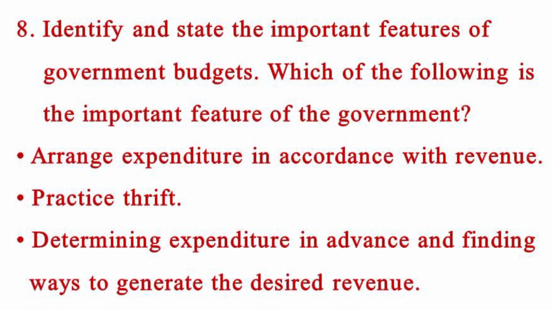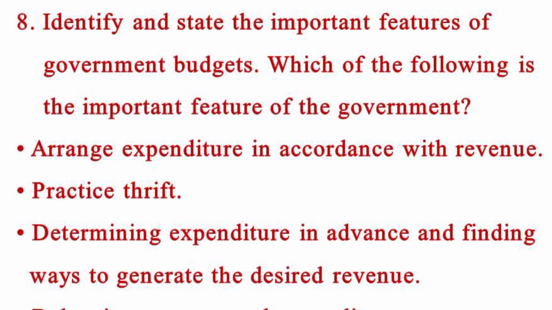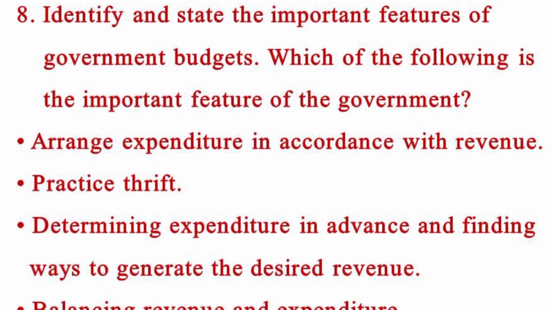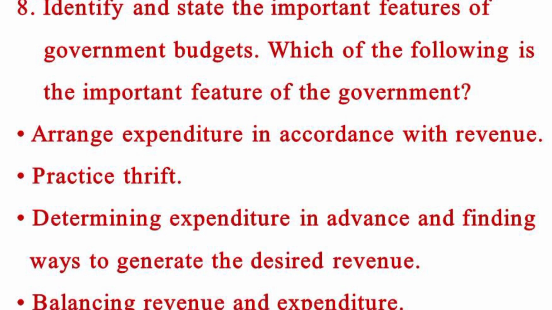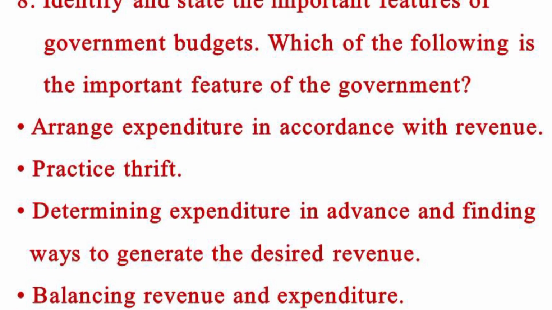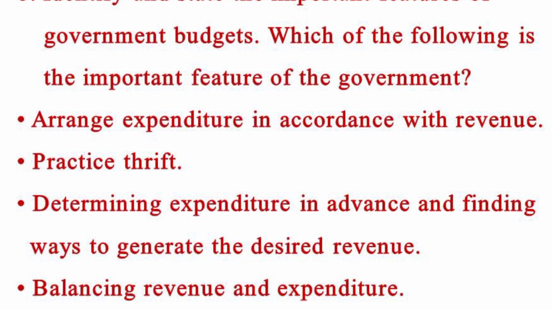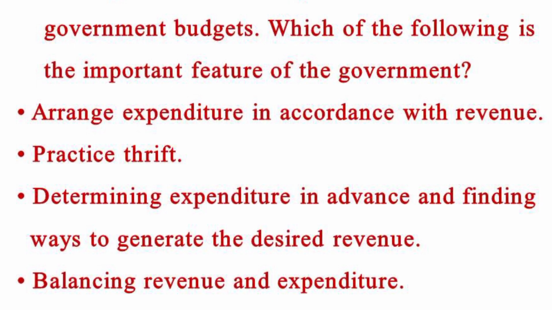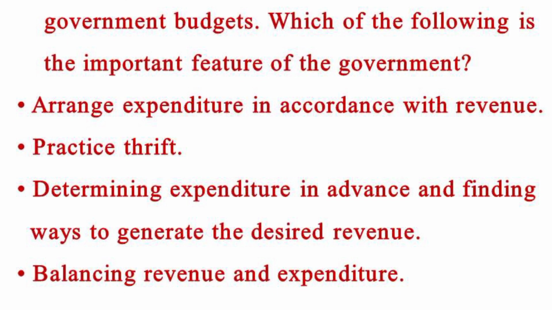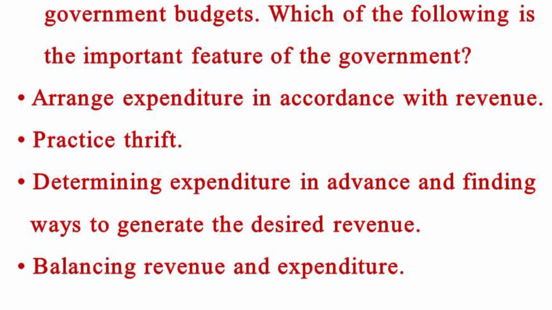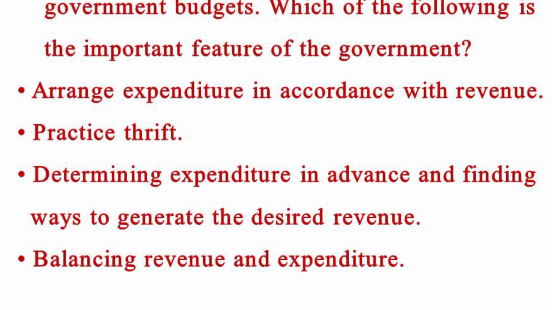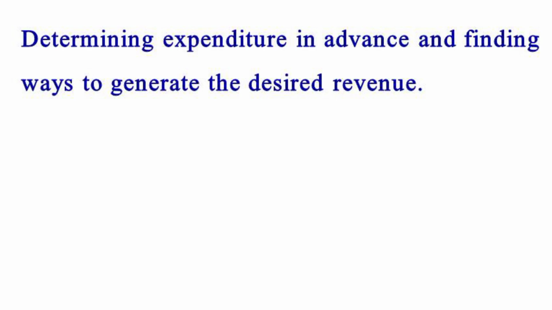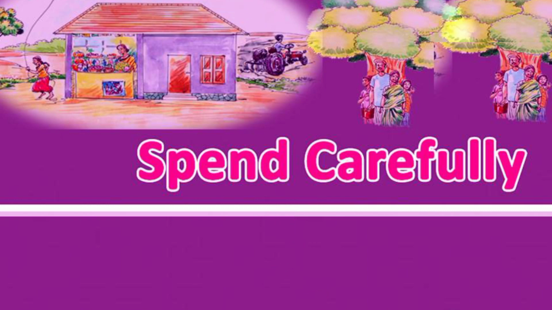8. Identify and state the important features of government budgets. Which of the following is the important feature of the government? Arrange expenditure in accordance with revenue. Practice thrift. Determining expenditure in advance and finding ways to generate the desired revenue. Balancing revenue and expenditure. Answer: determining expenditure in advance and finding ways to generate the desired revenue. Then I believe the lesson is understood.